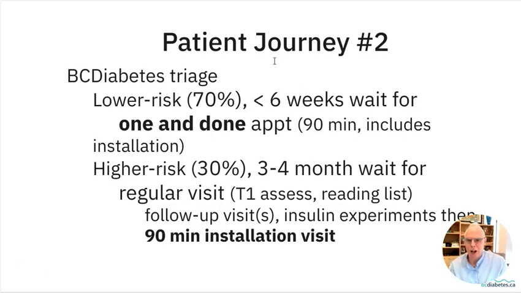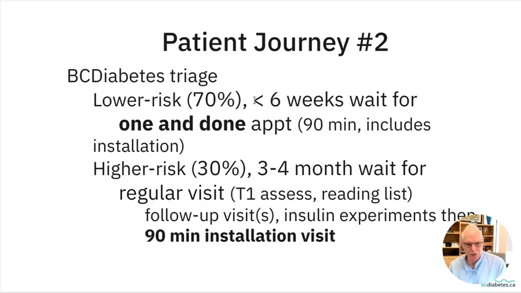If the patient is triaged as low risk, then they're given an appointment typically 6 months from the date that they register online, and they're given a one and done appointment. This is an appointment lasting around 90 minutes, at the end of which they'll be up and running with Loop.